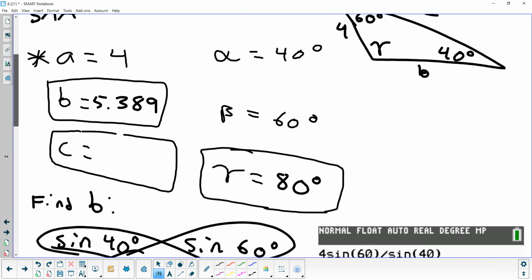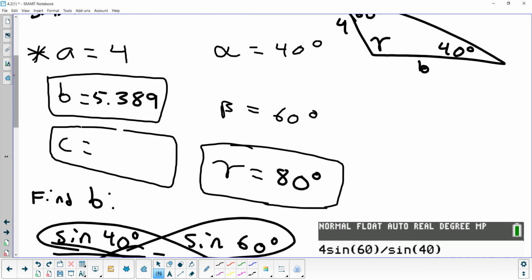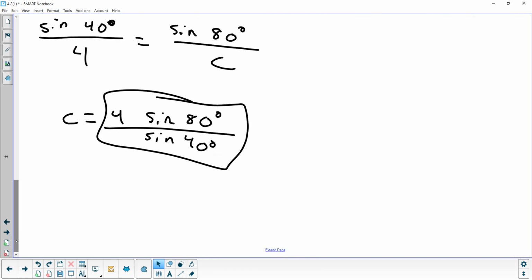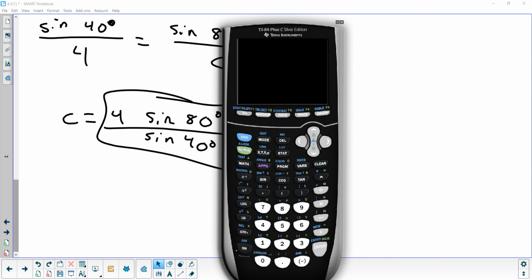Should C come out to be the smallest side, the biggest side, or in the middle? What do you think? Yeah? The biggest side. Yep, it will be the biggest. Before, I always told you make sure your biggest side goes with the biggest angle. That'll still be true. And the smallest side should be with the smallest angle. So I know this should come out bigger than 5.389. What does it come out to exactly?